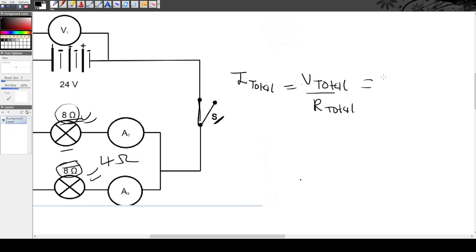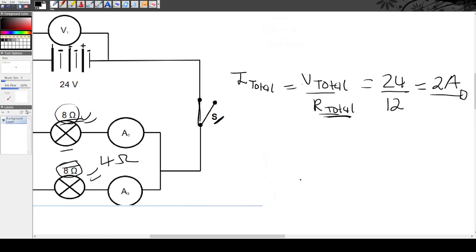What is V total? It's 24 volts. So we have 24 over the total resistance. We just calculated the total resistance. Remember, the total resistance was the equivalent resistance, and we got it to be 12 ohms. So 24 divided by 12, that's 2 amps.